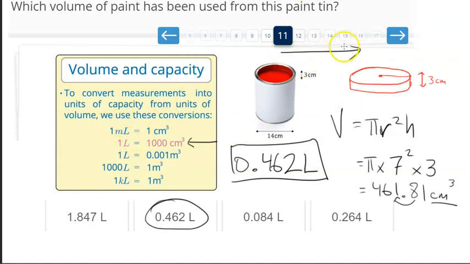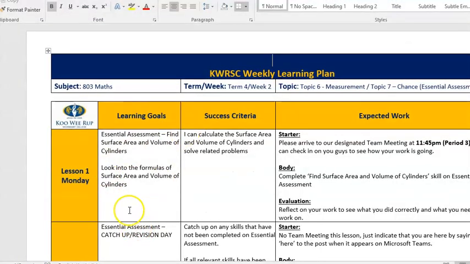To make sure you know how to answer the set questions towards the end, use this conversion chart here to help you out. So remember, this is a skill, find surface area of and volume of the cylinders. Go ahead and attempt this skill. This will be the last skill that you will need to attempt before we try our post-test rather, which will be on the Wednesday.